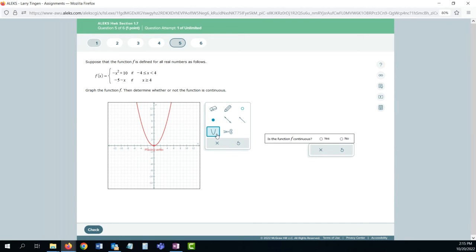So the first one is a parabola. It's negative x squared plus 10. So that means the negative out front takes the parabola and flips it over the x-axis.